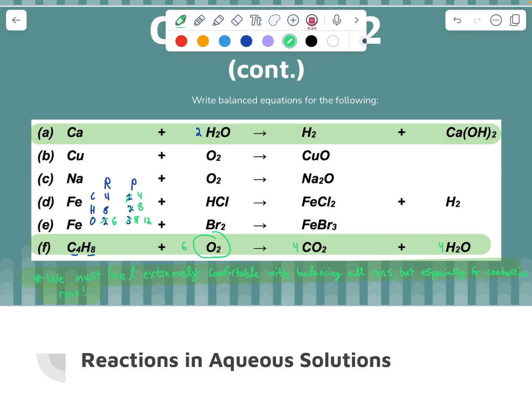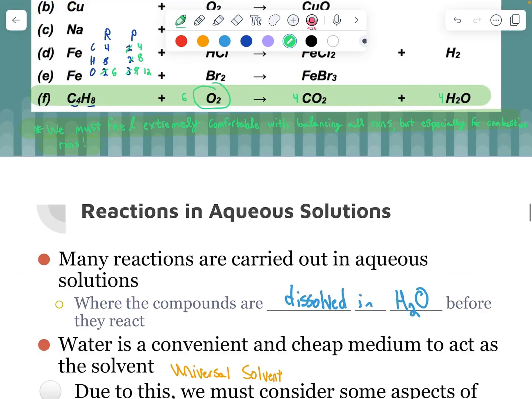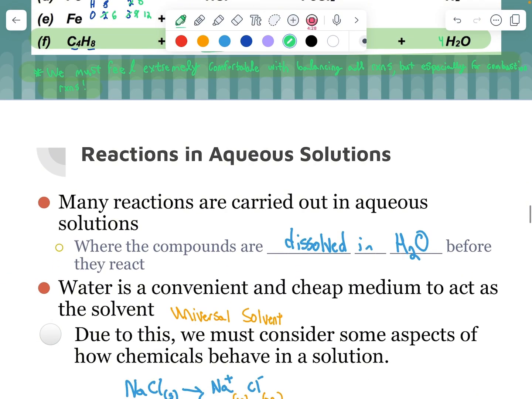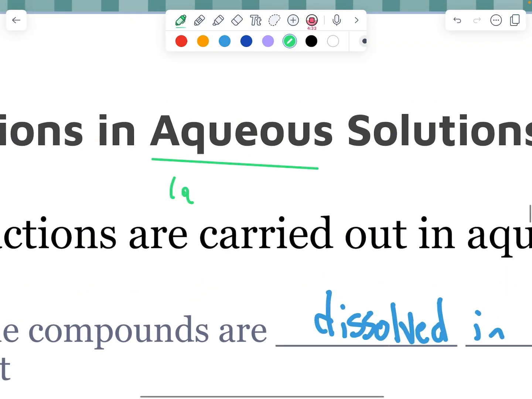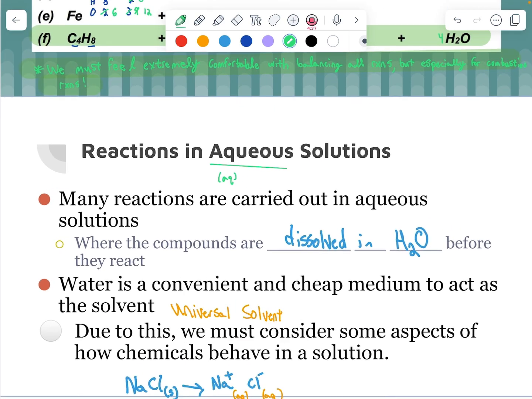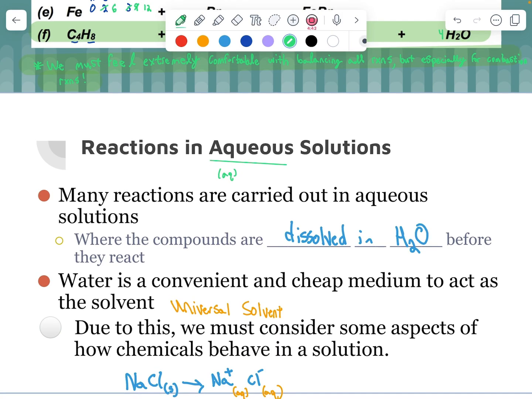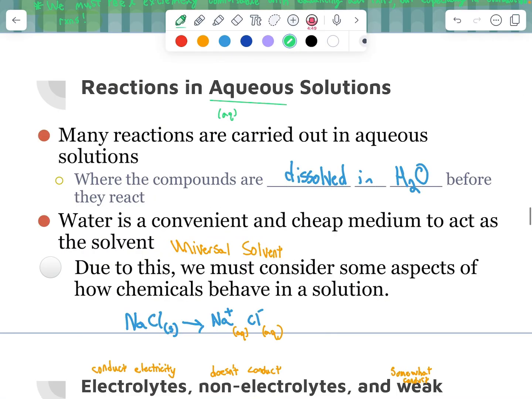So then we have reactions in aqueous solutions. This is denoted with this state symbol, not QA, AQ. Okay. So many reactions are carried out in aqueous solutions, and that's when they're dissolved in water, H2O, before they react. Water is our universal solvent, which means it's pretty convenient and cheap, as long as we make sure it's deionized and there's not a lot of extra bits and electrolytes in the solution.